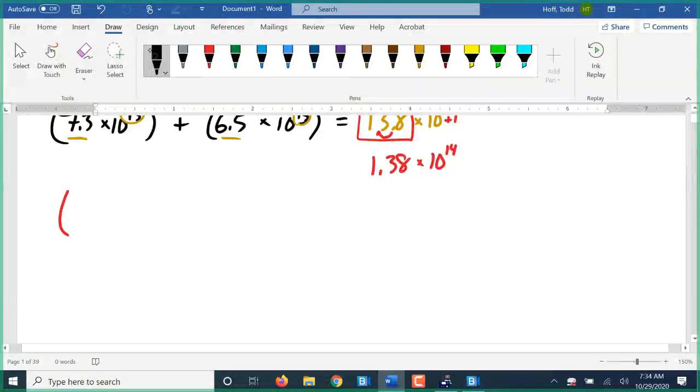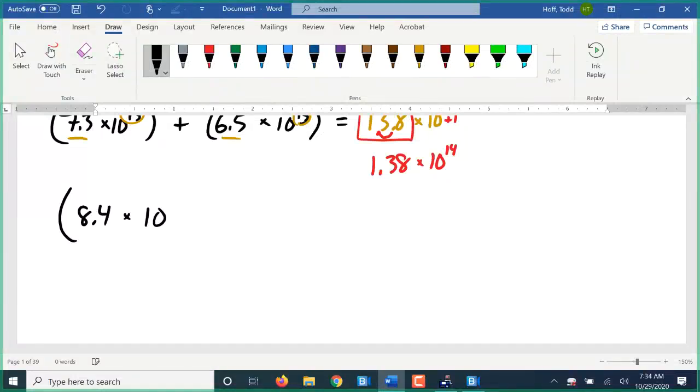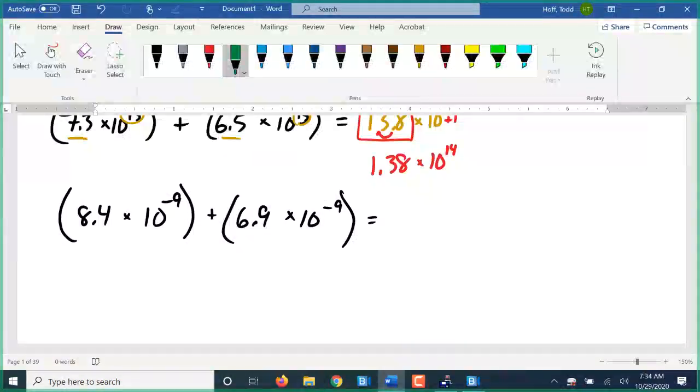We need to be careful with these when we hit our negative powers. We might have 8.4 times 10 to the negative ninth plus 6.9 times 10 to the negative ninth. We have the same names. They're both 10 to the negative ninth. So we'll combine the counts. 8.4 plus 6.9 is 15.3. And we keep that same name, times 10 to the negative ninth.